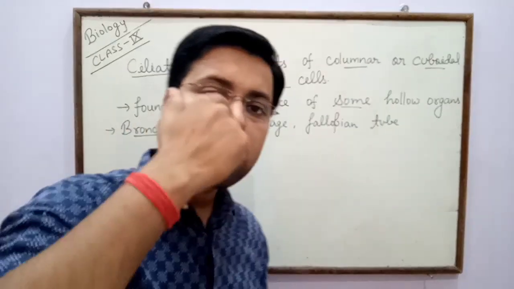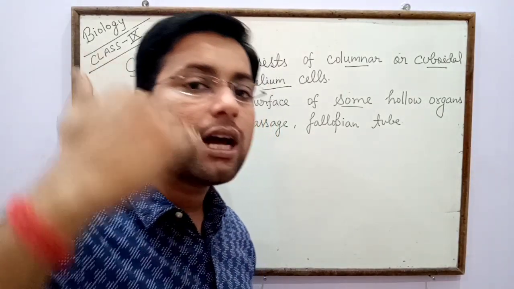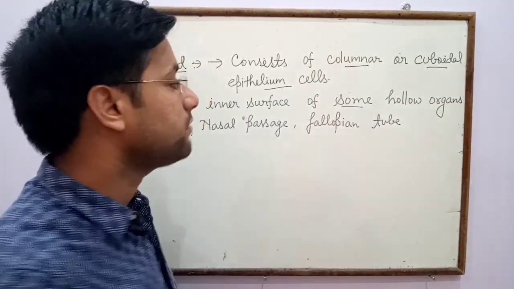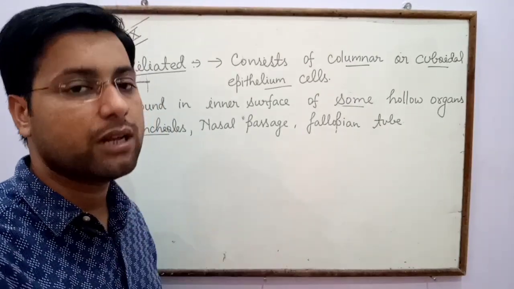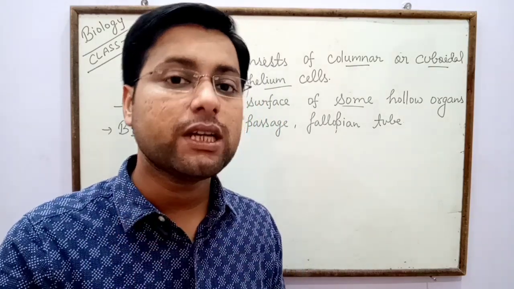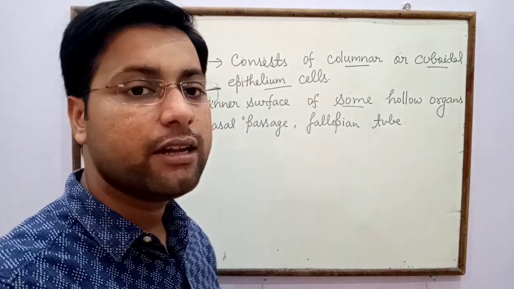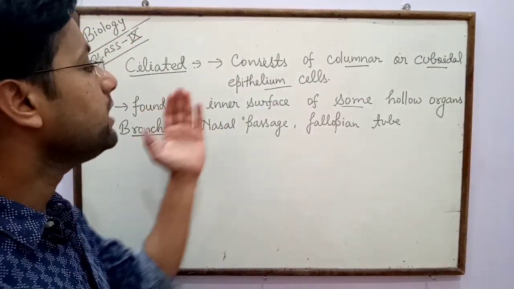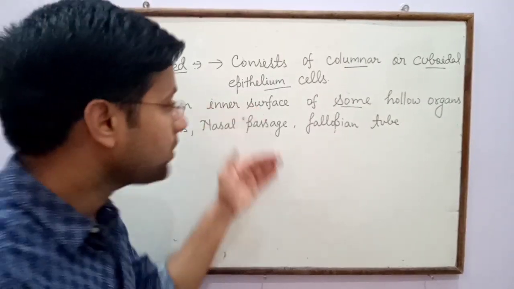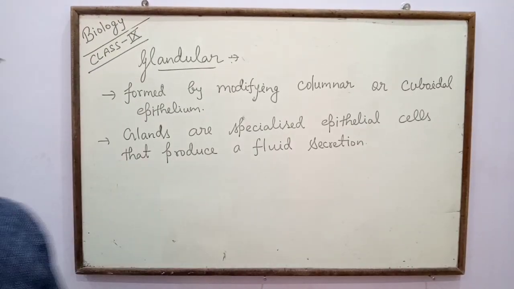After that, the nasal passage, meaning the inner part of our nose. In the inner part of our nose, ciliated epithelium is present, and especially in the fallopian tubes of the human female, because in the human female one pair of fallopian tubes or oviducts is present and their inner surface is formed of ciliated epithelium. So it is mainly found on the inner surface of some hollow organs like bronchioles, the nasal passage and the fallopian tube. Now the last is glandular epithelium.